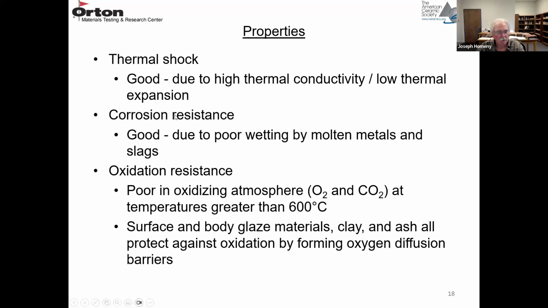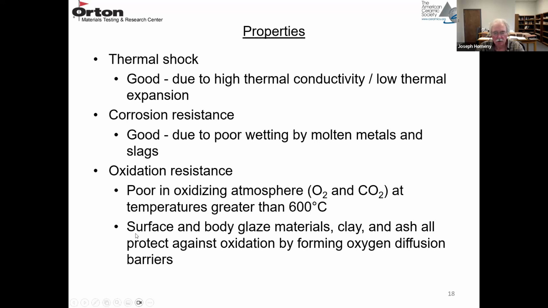So good thermal shock resistance, good corrosion resistance, but the drawback on these materials is the oxidation resistance. So again, there always seems to be a trade-off on any one of these refractory type materials. So if you have an oxidizing atmosphere, oxygen, O2, or CO2 present, you take the temperature up to higher than 600 degrees C, the carbon is going to oxidize. The flake graphite, the larger the flakes, you get a little bit better oxidation resistance compared to the amorphous carbon.